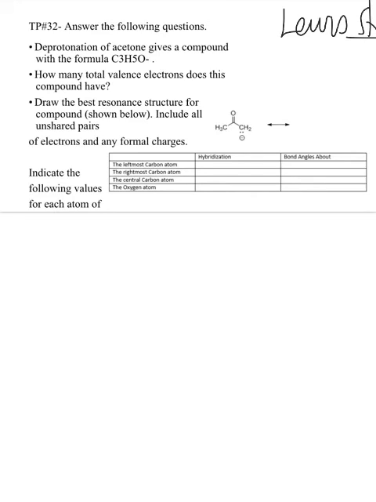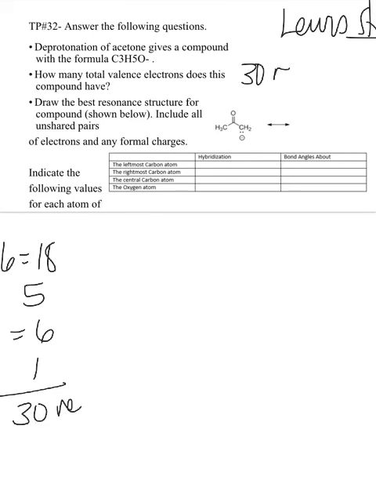You've got 3 carbons, so that's 3 times 6 is 18. 5 hydrogens, so that's 5. 1 oxygen, that's 6. These are the group numbers. And then you have a negative charge, so you add 1. So that would be 30, 12, 20, 30. 30 valence electrons. So 30.